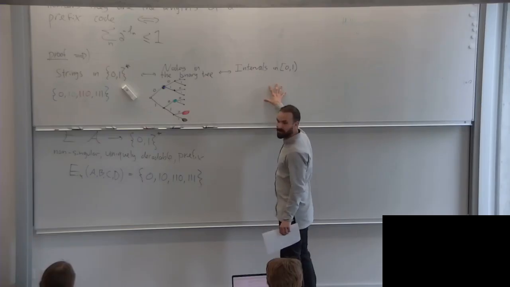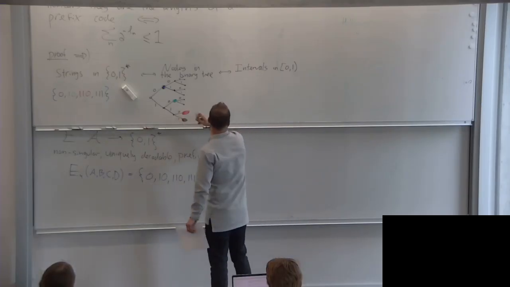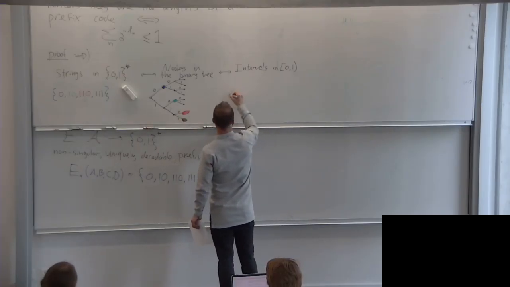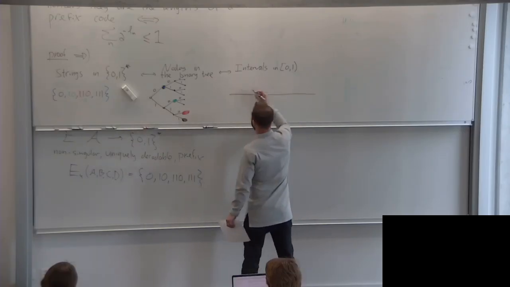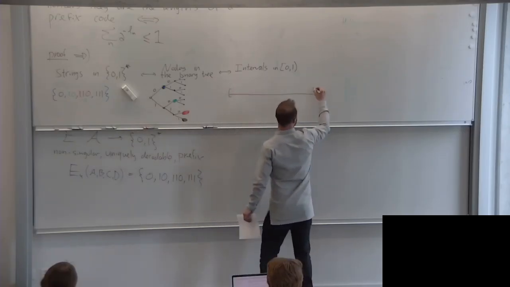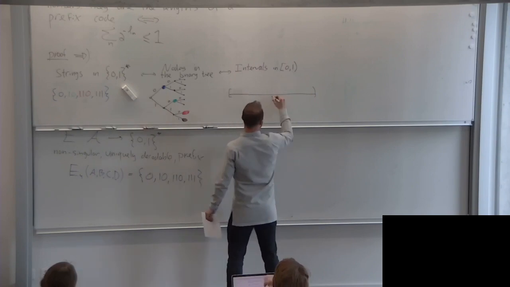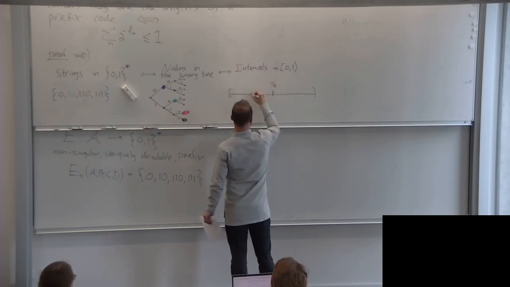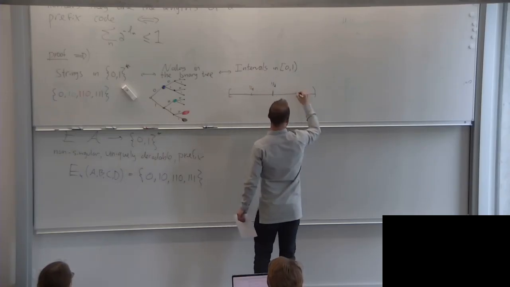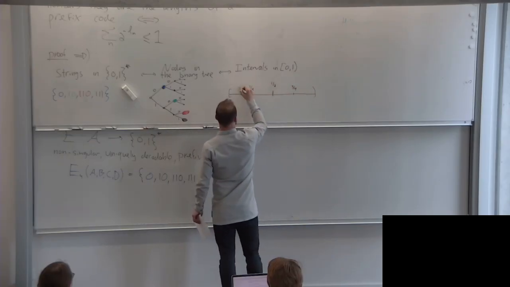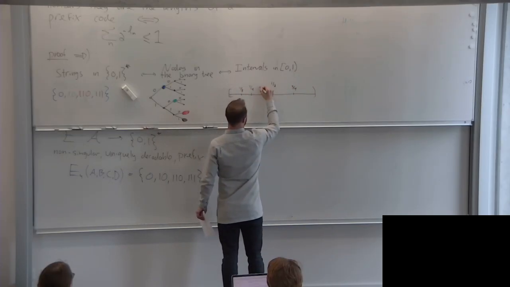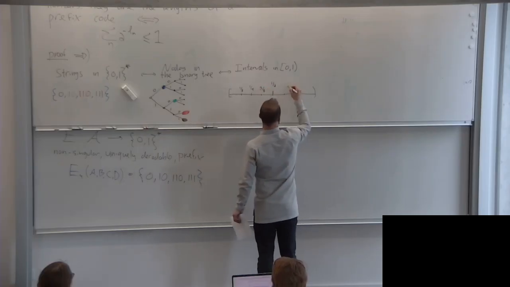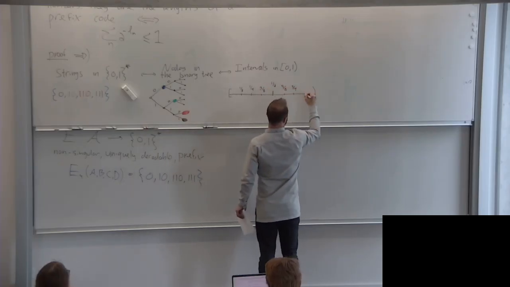And now we get into intervals of 0, 1. Will sort of mentioned the key idea. So if this is my 0, 1 interval, then here is going to be 1/2. So that is 1/4. That is 3/4. And now we have 1/8, 3/8, 5/8, and 7/8.